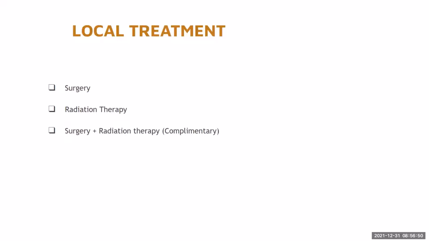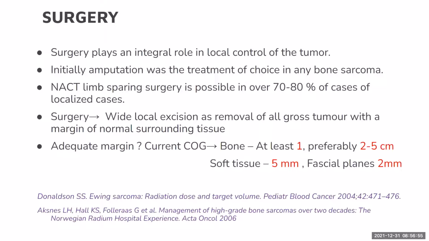Okay, so local therapy can be either surgery or radiation or surgery plus radiation. Nobody has compared the 2 of them. So surgery plays an integral role in local treatment. Initially, amputation was the treatment of choice. Now, limb-sparing surgeries are possible in 70 to 80% of the patients. What we have to keep in mind is the margins in bone: around 1 centimeter margin, but preferably 2 to 5 centimeters required. If you are giving radiation, then around 2 centimeters of margin on either side is kept compared to the pre-planning, pre-NSCT scan. And soft tissue margin around 5 millimeters and fascial planes around 2 millimeters.